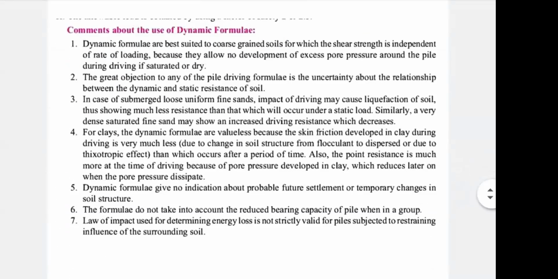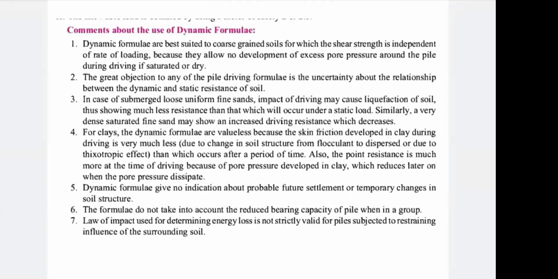In the dynamic formula, basically two formulas are there. One is the Engineering News formula, the second is the Hiley formula. Now we will see the comments on the dynamic formula, which I will read out one by one. The dynamic formulae are best suited for coarse grain soil. Always remember it is used when the soil is coarse and independent of the rate of loading, because no excess pore pressure develops around the pile, whether saturated or dry.